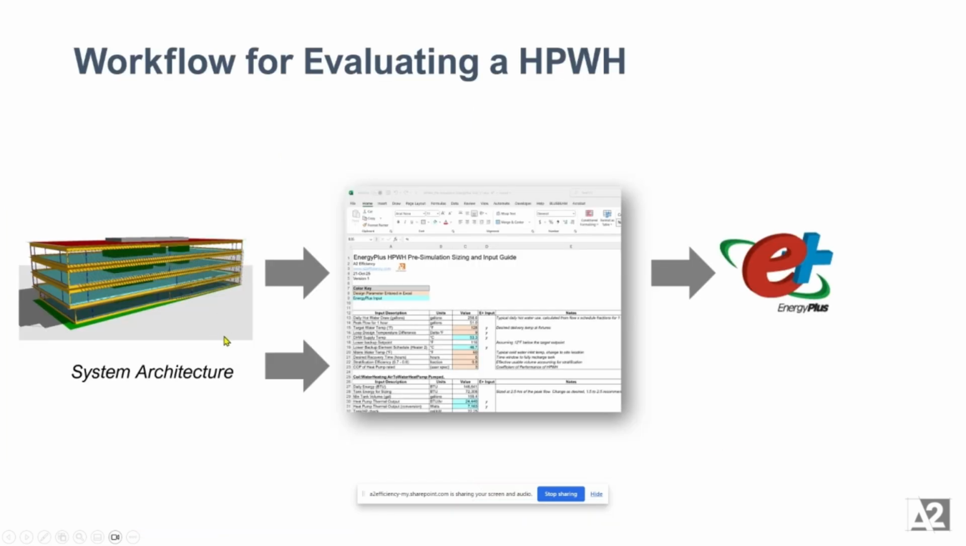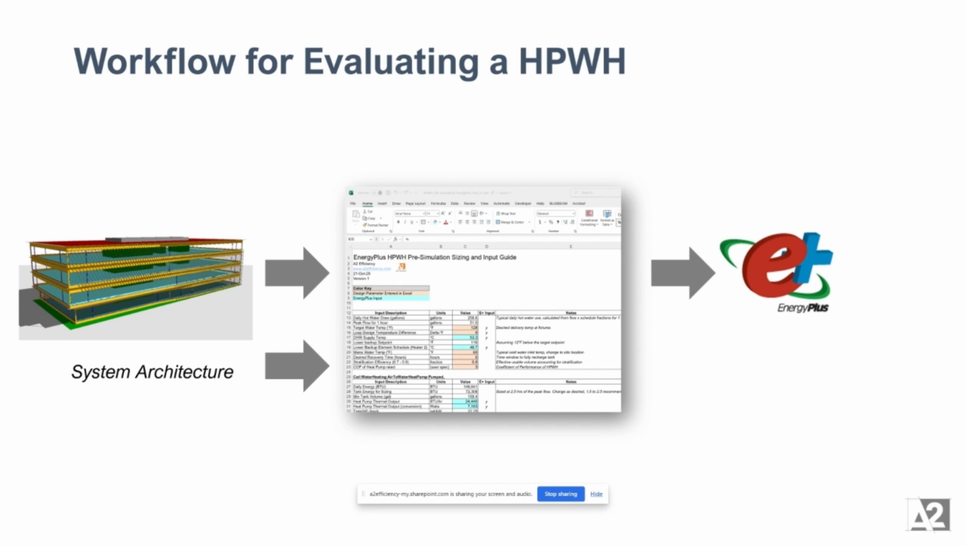Hi there, if you're just joining us, this is the second video in how to apply heat pump water heaters in EnergyPlus in a simplified configuration. My name is Neil Bolger of A2 Efficiency, and this is a helpful guide for anyone who's looking to evaluate heat pump water heaters in the software.